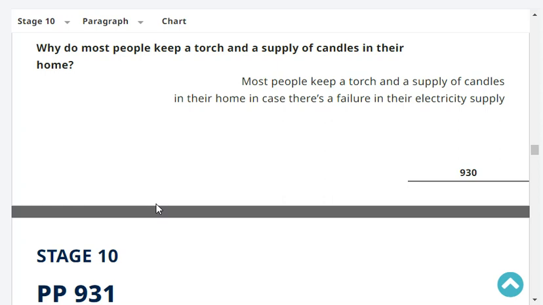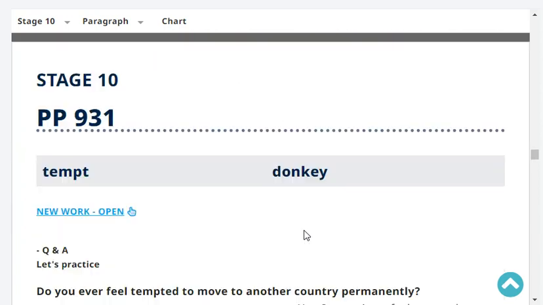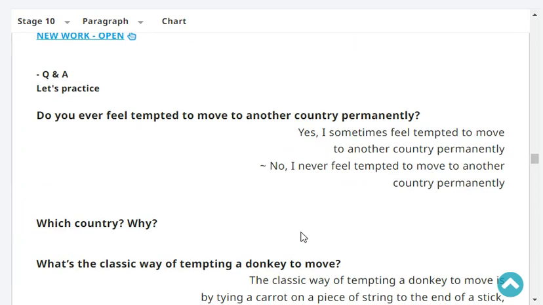Why do most people keep a torch and a supply of candles in their home? Most people keep a torch and a supply of candles in their home in case there is a failure in their electricity supply. Very good.